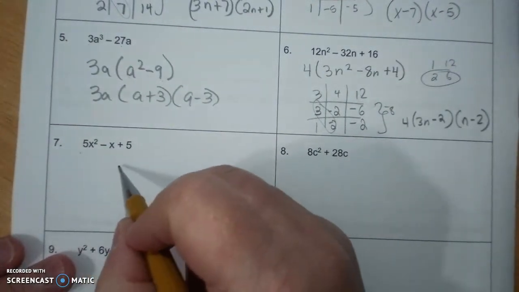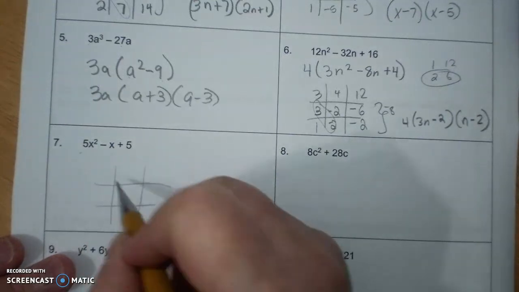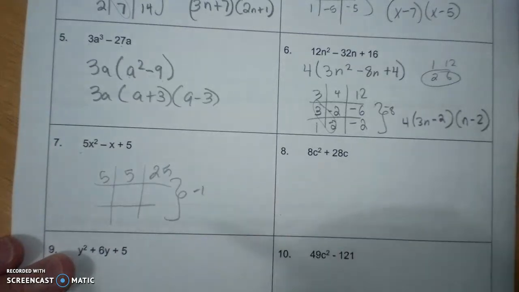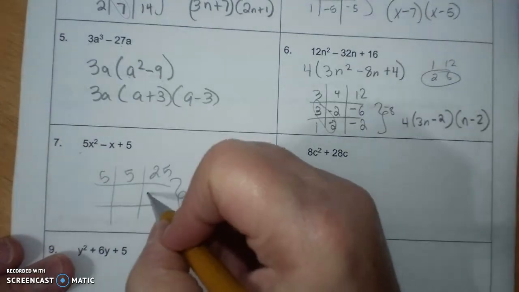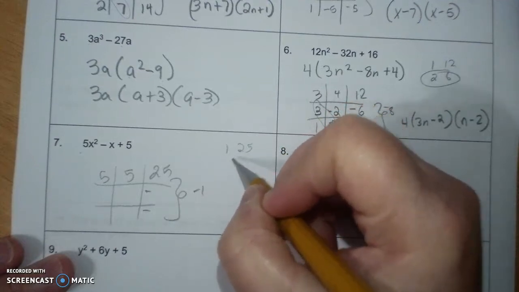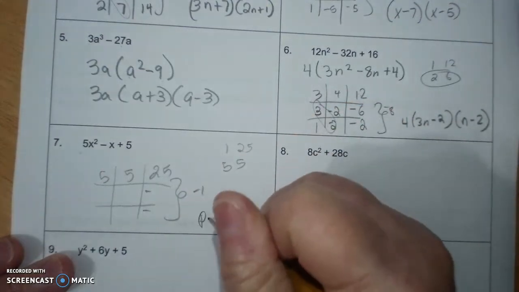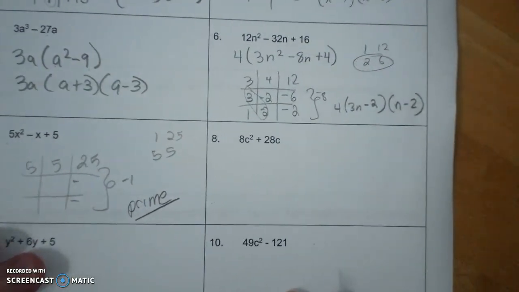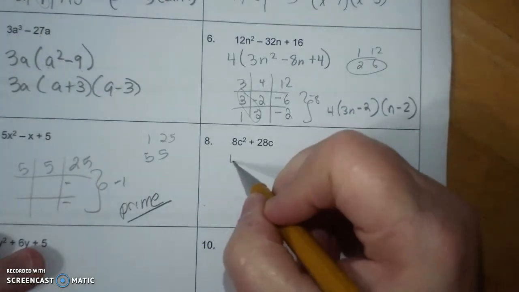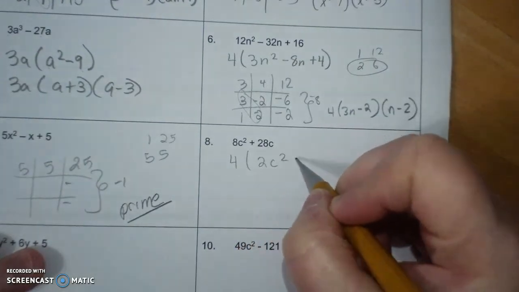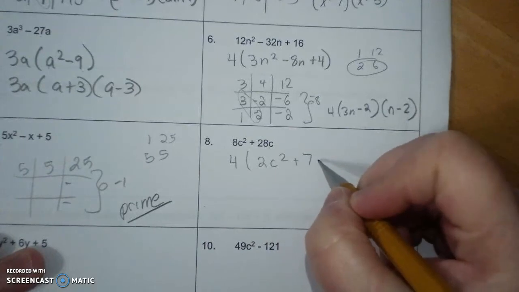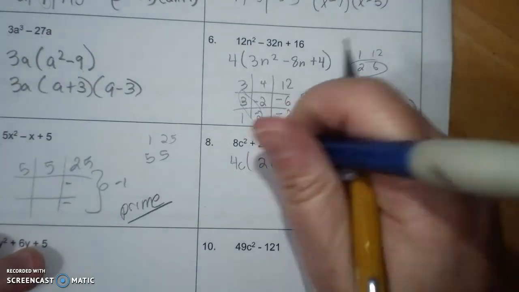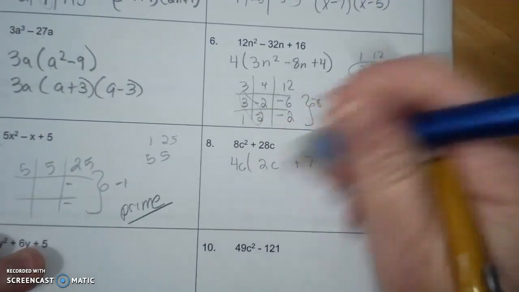Nothing comes out. I have 5 and 5 and 25 to go with negative 1. The signs are the same. That's 1 and 25 and 5 and 5. This is prime. A 4 comes out, 2c squared plus 7. The c comes out also. 2c times 2c plus 7.